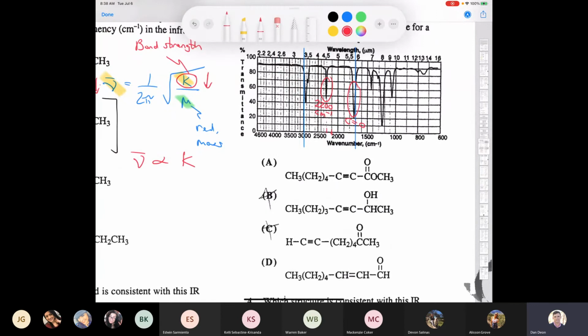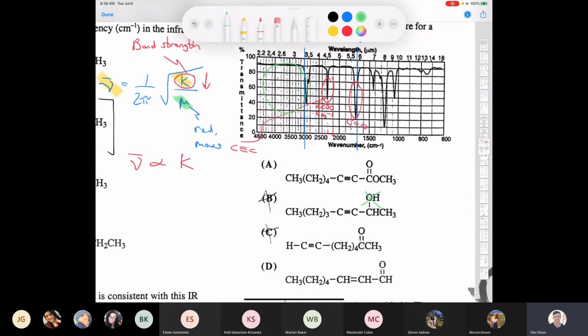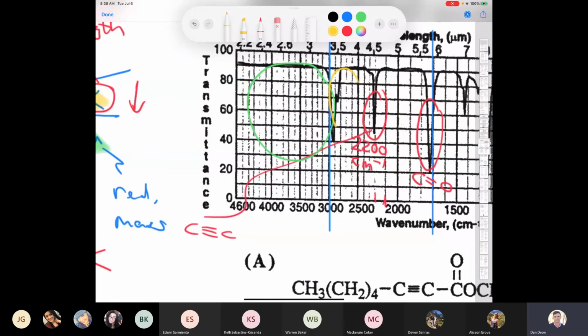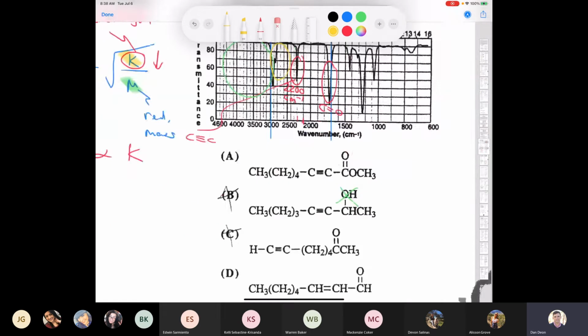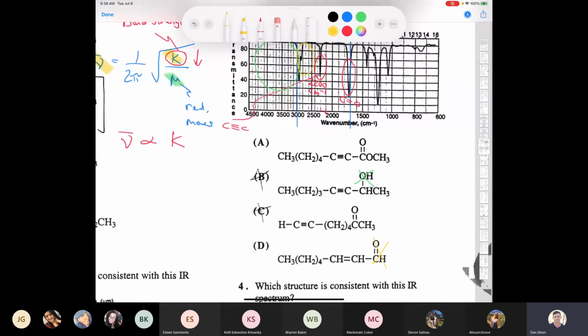So the one at 2,200 must be a carbon-carbon triple bond, right? So we have an alkyne in the molecule. We also have a carbonyl in the molecule. You can clearly see that there's no OH stretch, so it's definitely not an alcohol. Another thing I noticed is that we don't have an aldehyde, right? If you look at 2750 and 2850, there's no aldehyde here. So we can cross the aldehyde off. It also doesn't have a double bond in it. So then we're down to C and A, right? Because they both have a triple bond.